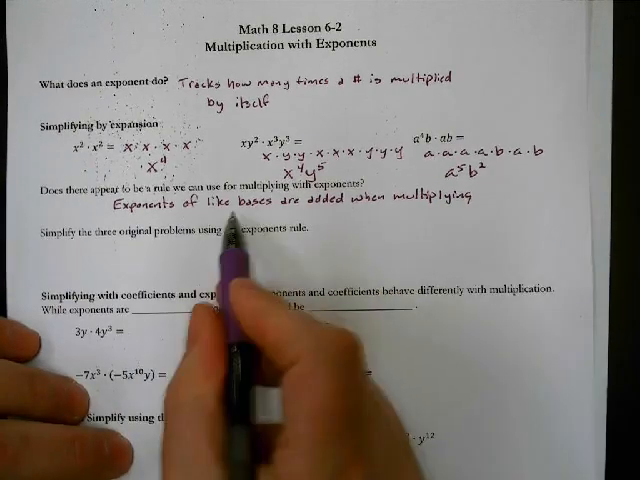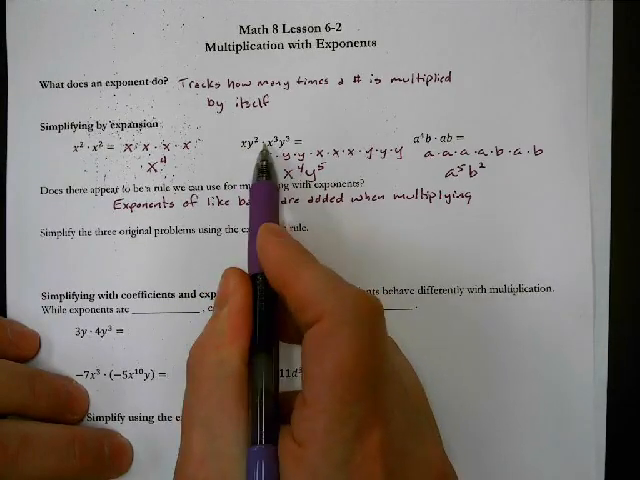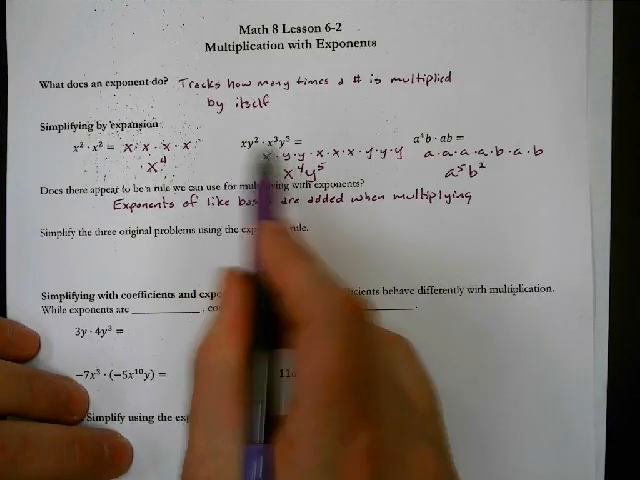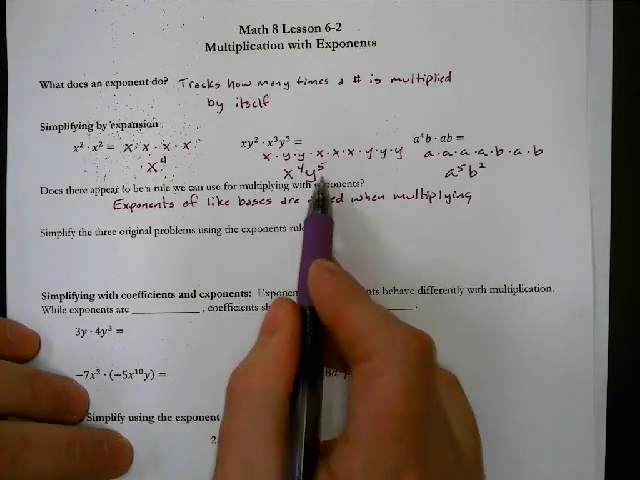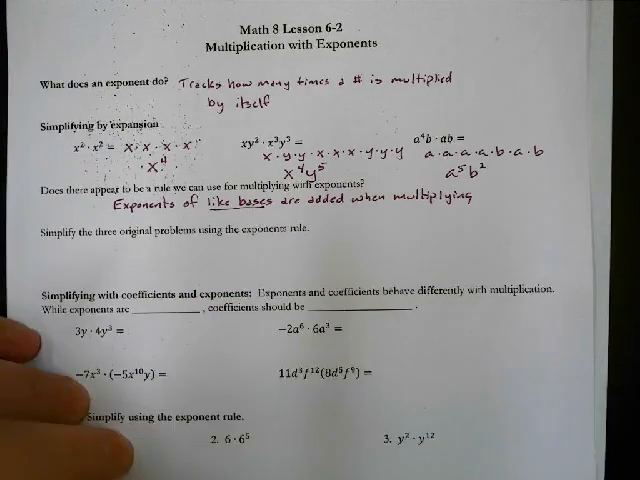Now I said like bases because over here, the x's and the y's were not intermixed. The x's had their own thing going, 1 plus 3 more, and the y's had their own thing going, 2 plus 3 more. So it's only like bases where we can add them together.